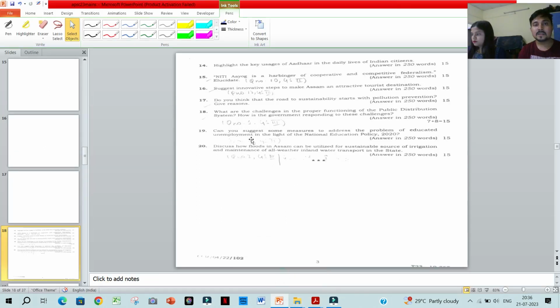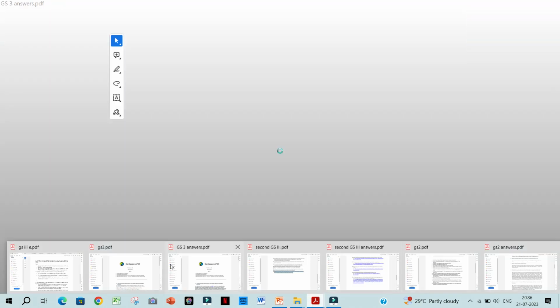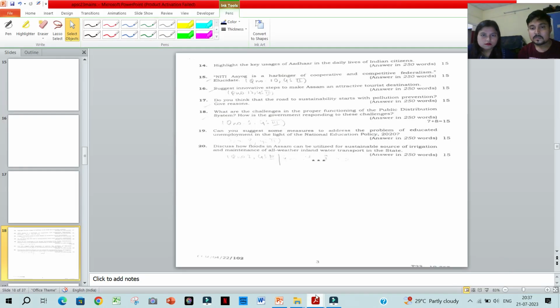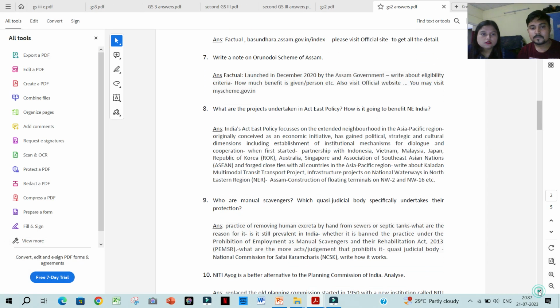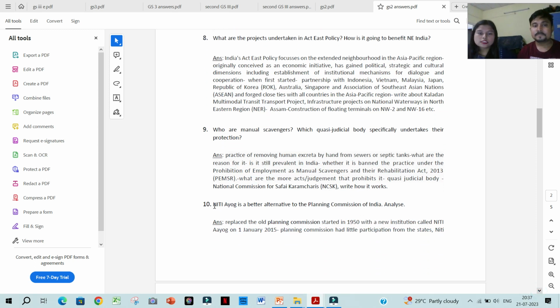Next, I say Niti Aayog. It was expected that questions on Niti Aayog would come. Those who have not read Niti Aayog will have to study a lot, because you will get questions on Niti Aayog and the Planning Commission. It's a very standard question, and we also asked about it in our GS2 paper, GS2 question number 10: Niti Aayog is a better alternative to the Planning Commission of India, analyze. It's a very standard textbook question.